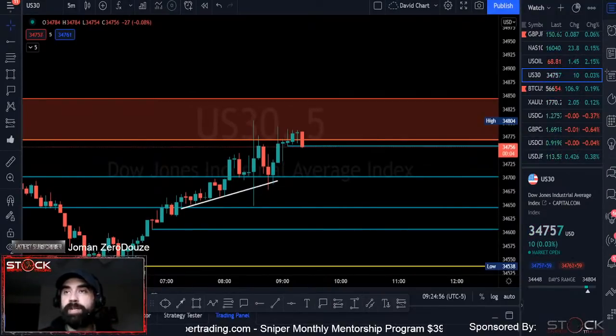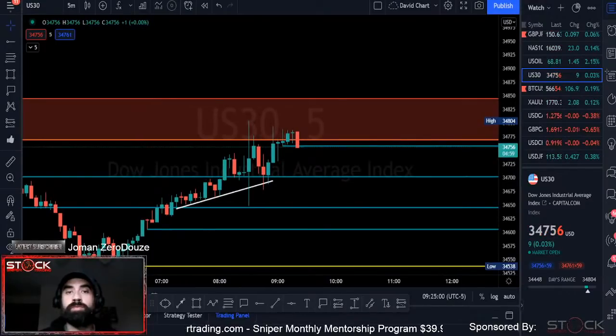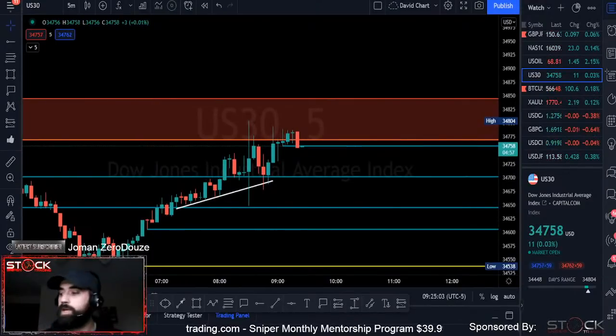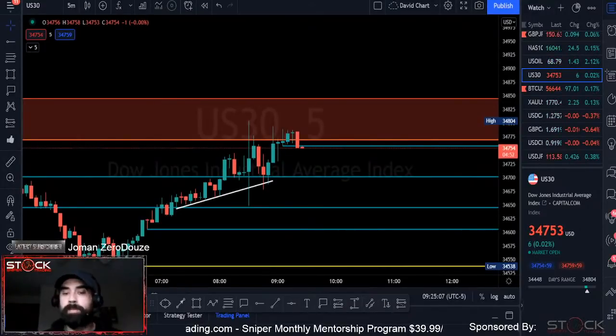So let's watch and see how this candle closes and the new one opens. Okay, here's your new candle. It flipped and went bullish to bearish. All right, so let's watch and monitor what's happening now.